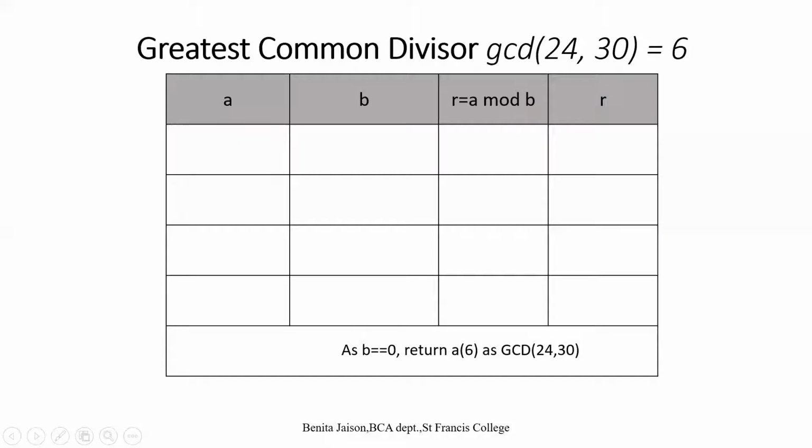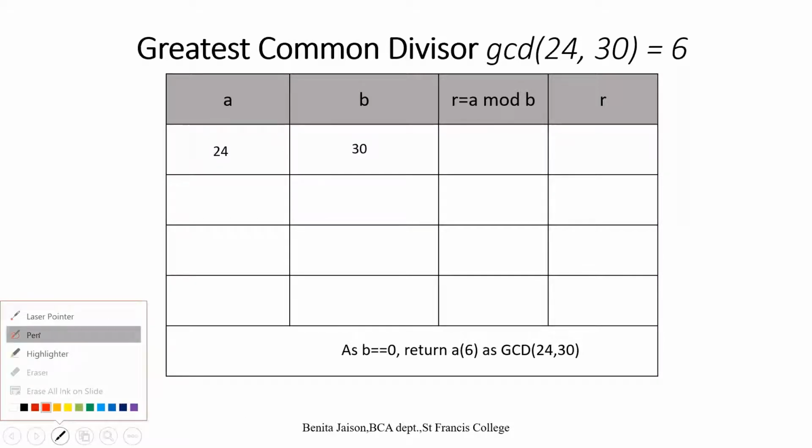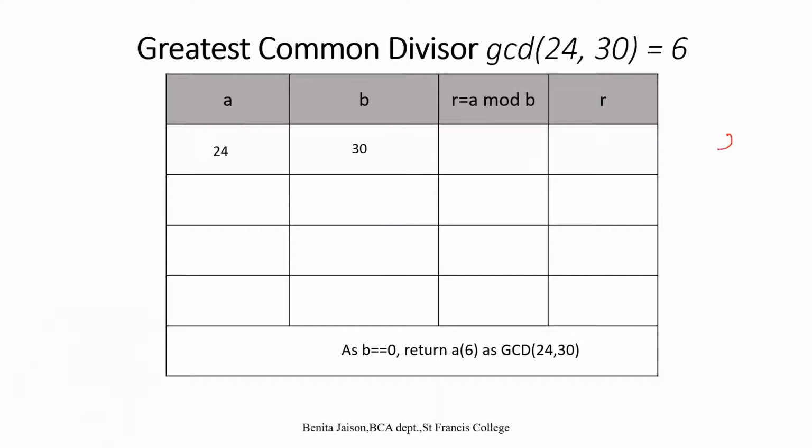If we are getting the A value as 24 and B as 30, we again write into the table A as 24 and B as 30. Now what is the next step? We will be finding A mod B, that is 24 mod 30. You know how to find A mod B, right? So what is A mod B? I'll just show it over here. In this case, you will be finding 24 divided by 30. How many times will 30 go into 24?